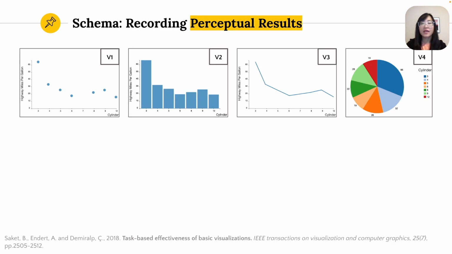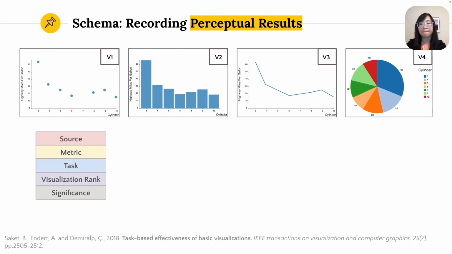Our schema can also capture the perceptual results in detail. The perceptual results are separated into experimental and theoretical rankings. For each perceptual result, we record metric, task, and a rank list showing how different visualizations rank based on the corresponding task and metric. However, the rank list does not reflect whether there's a significant performance difference between two visualization designs.